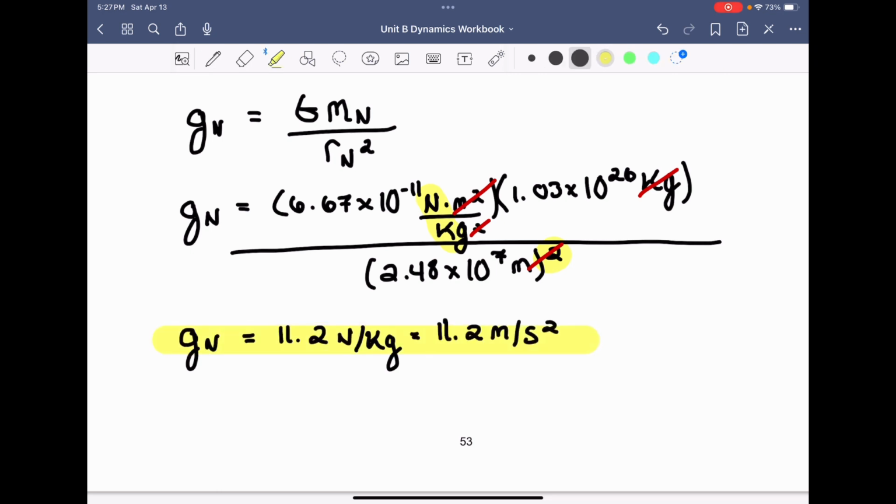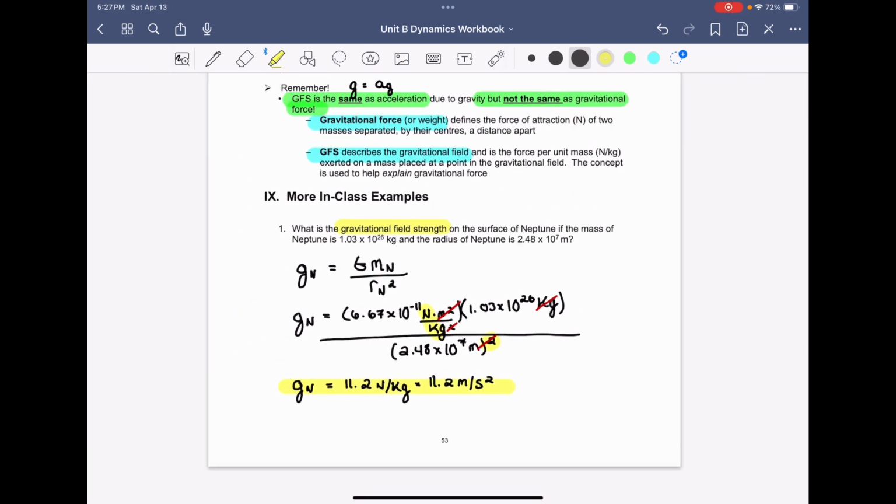Now, again, on an assessment, either one of those would be fine. I would treat them both as equal. Just make sure you are showing your units all the way through. Very critical. All right, let's move into number 2.